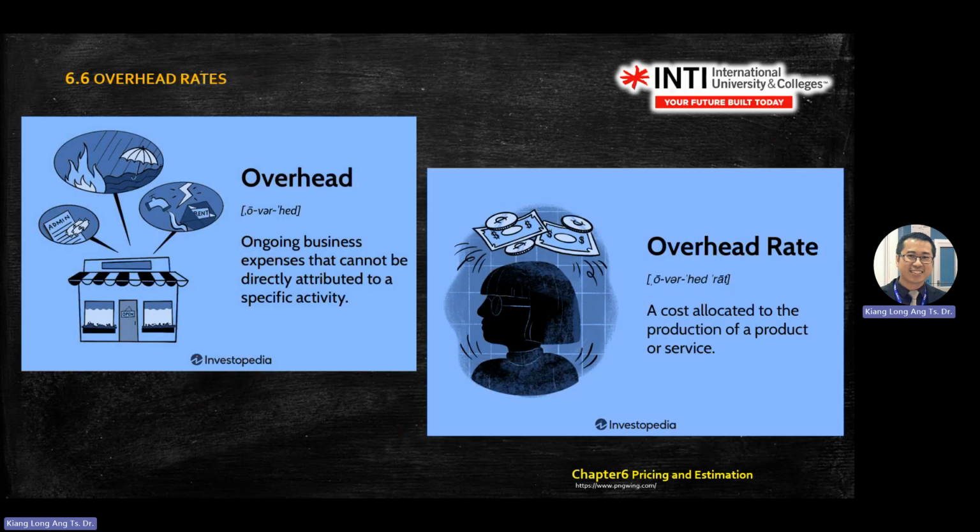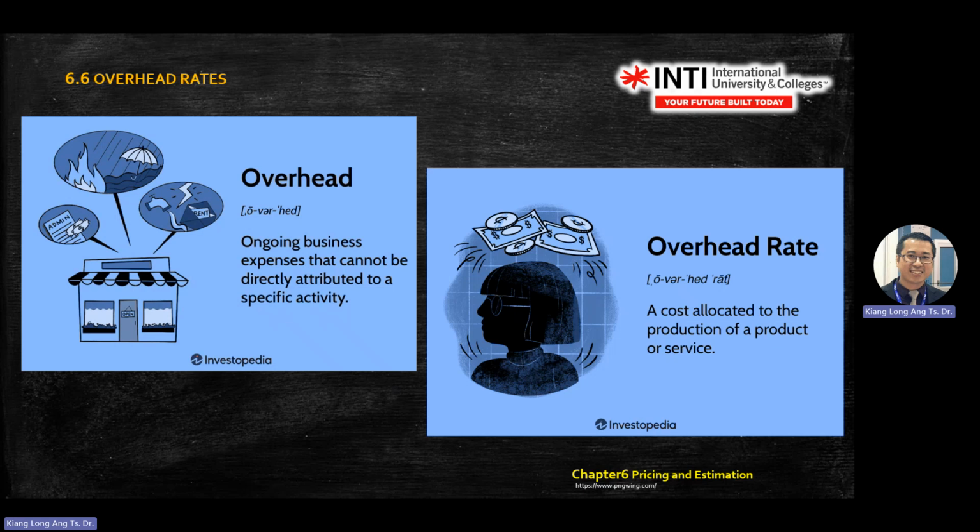Now, there are two different words here, very sensitive in the project management module. Overhead and overhead rate are different. Overhead means ongoing business expenses that cannot be directly attributed to specific activities. So here, like admin costs, your reserve fund for any disaster like fires, your rental, all these things.